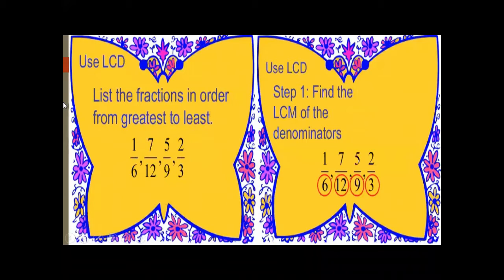Okay, here we have an example: 1 upon 6, 7 upon 12, 5 upon 9, 2 upon 3. List the fractions in order from greatest to least. It means descending to ascending. Use least common denominator. Step 1. What will we do first? Find the LCM of the denominators.